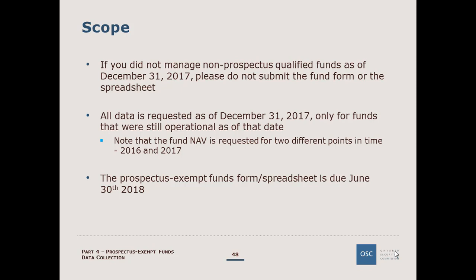Also, the data is requested as of December 31st, 2017 for all questions. The only exception is the question which asks you to provide the net asset value of your fund, where you have to provide 2 time data points, December 31st, 2016 and December 31st, 2017. Also, the Prospectus-Exempt funds form or spreadsheet is due June 30th, 2018, which is a month after the rest of the risk assessment questionnaire is due.